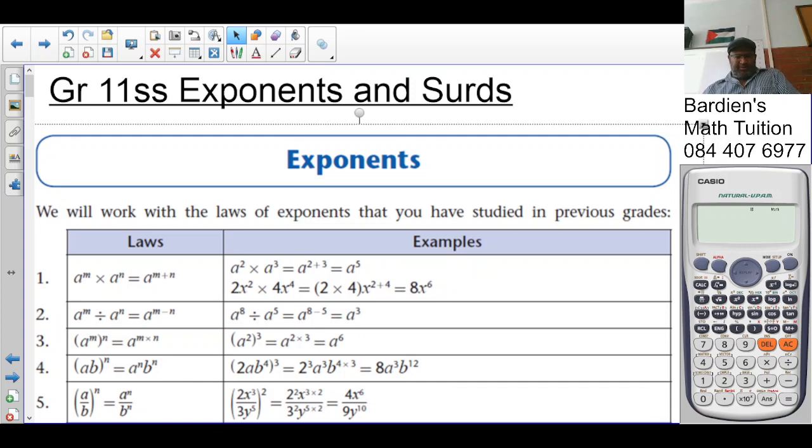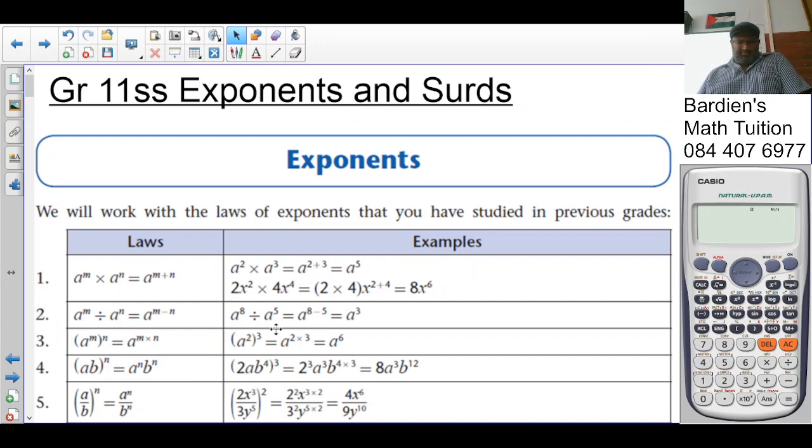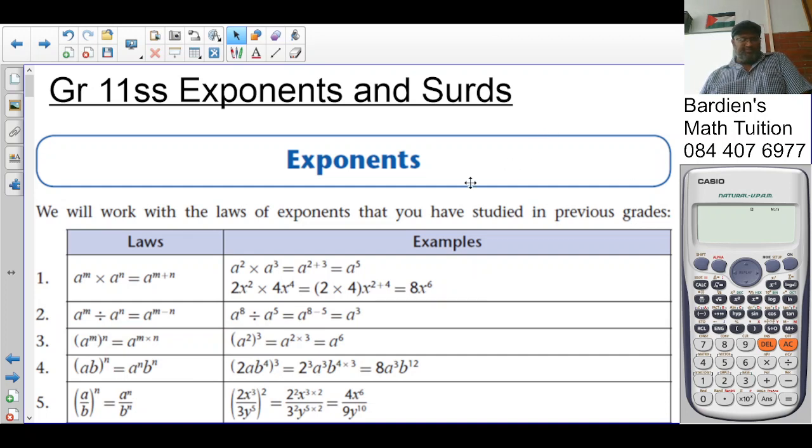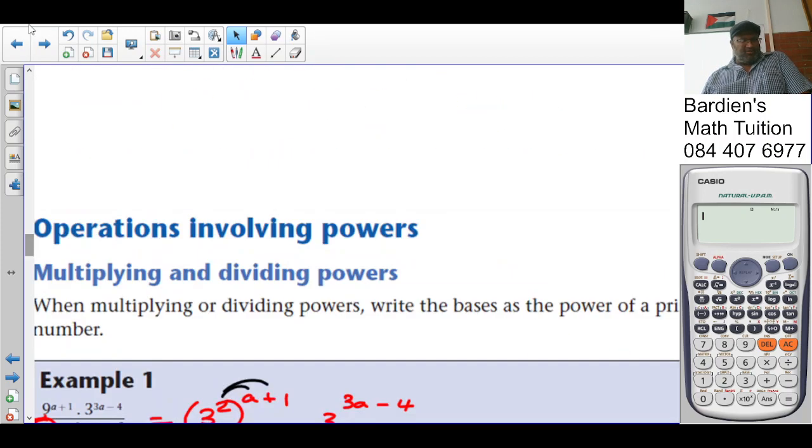Good afternoon, class. At this point, we are experiencing load shedding during your maths lesson, so I'm doing a pre-recording of this lesson. We're looking at exponents and surds, and at this point, we're looking at the examples for exercise 1.9.